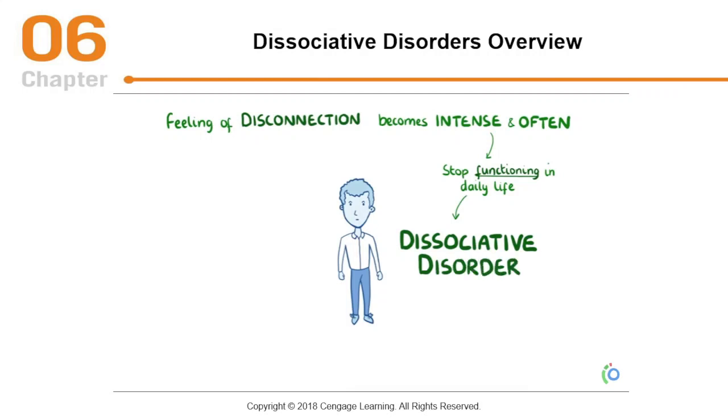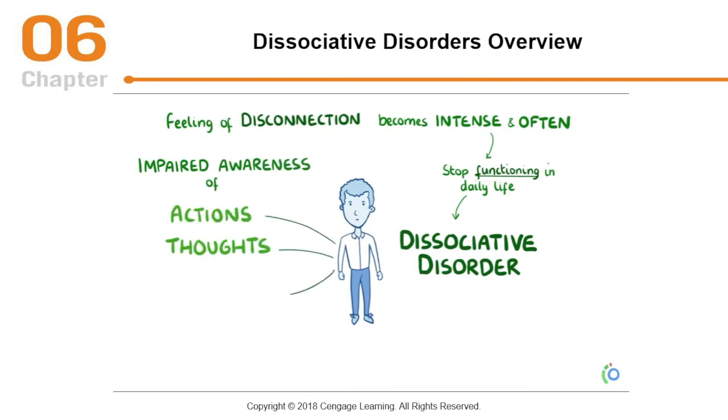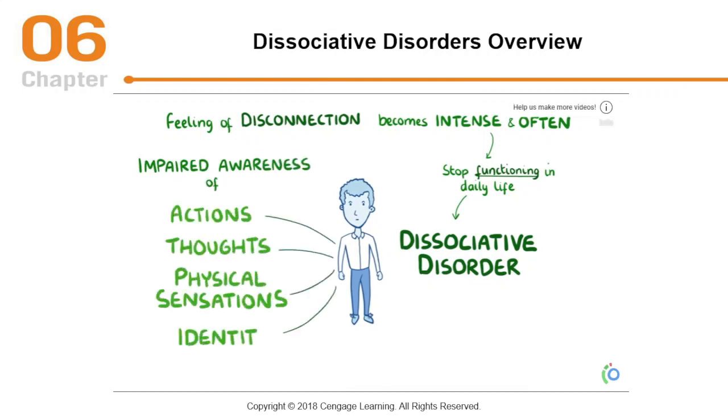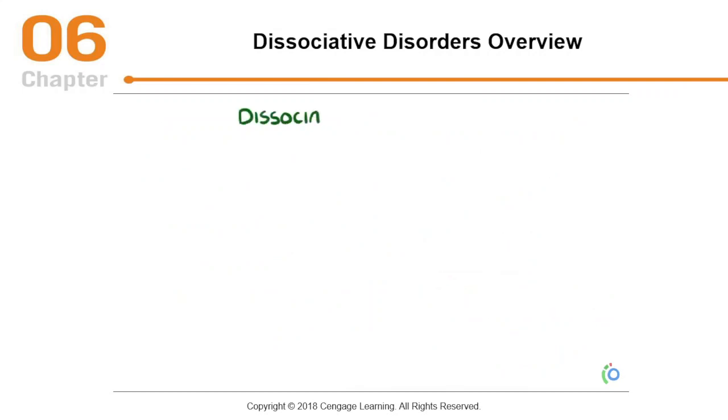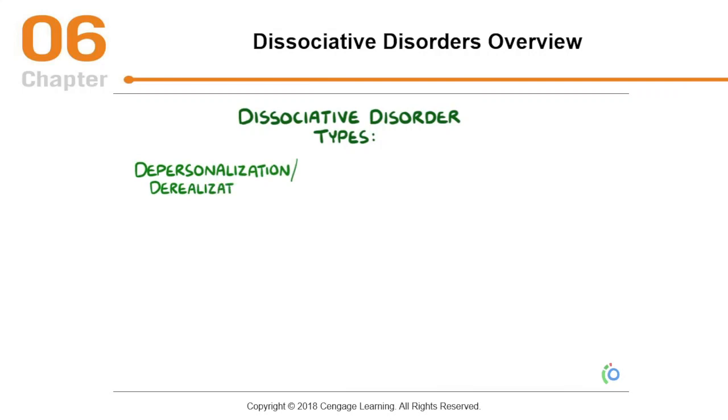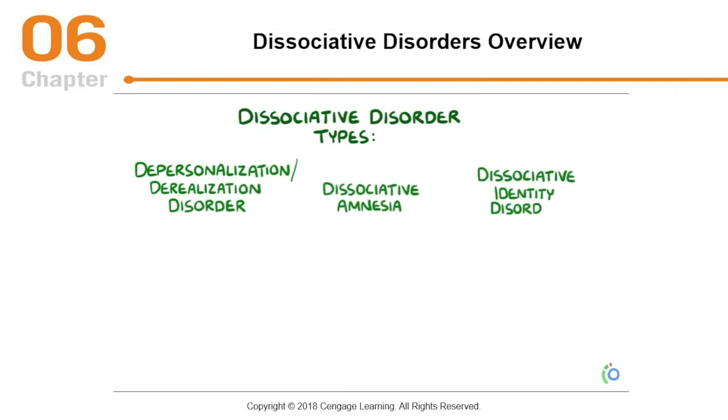Dissociative disorders are a group of disorders that can cause impaired awareness of one's own actions, thoughts, physical sensations, and even identity, which is a sense of who you are. Dissociative disorders tend to stem from trauma, usually early childhood abuse or neglect, and are thought to be a way of adapting to negative feelings and experiences. Dissociative disorders are divided into three main types: depersonalization-derealization disorder, dissociative amnesia, and dissociative identity disorder.